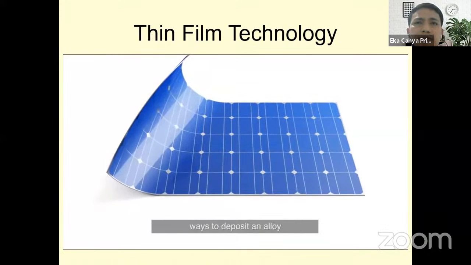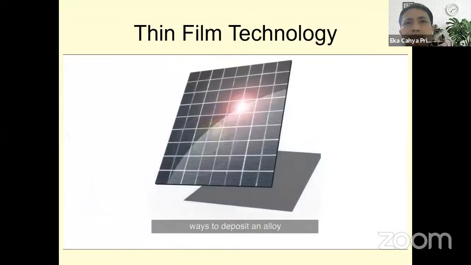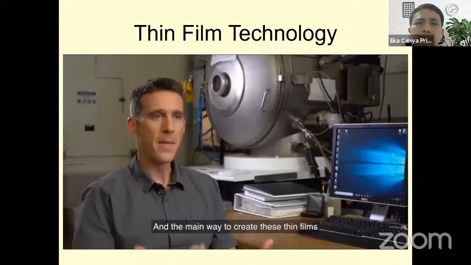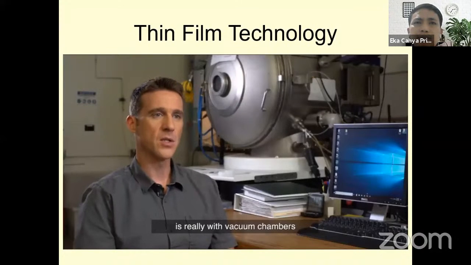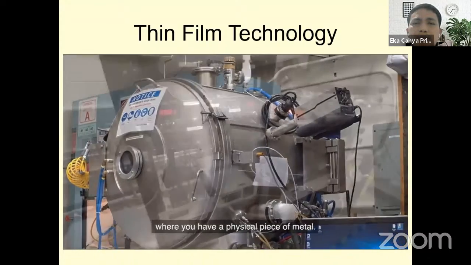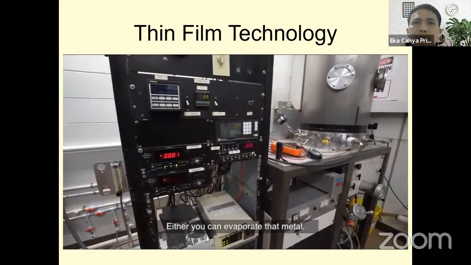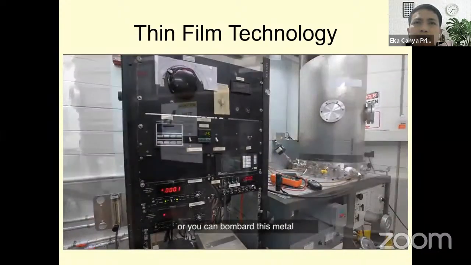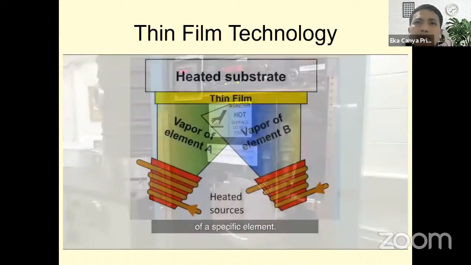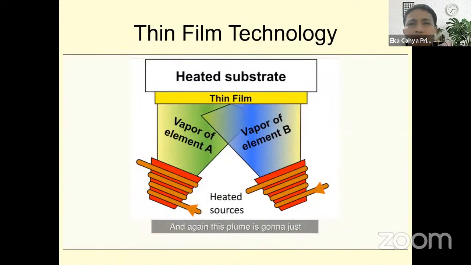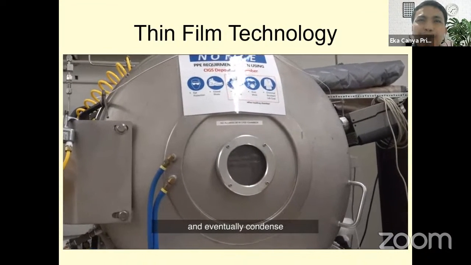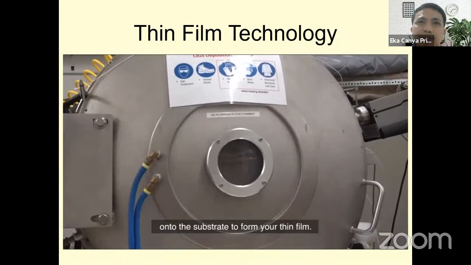Thin film technologies are really ways to deposit an alloy with specific elements onto a substrate, and the main way to create these thin films is really with vacuum chambers, again, where you have the physical piece of metal. Either you can evaporate that metal, or you can bombard this metal with ions to create a vapor of a specific element. And again, this plume is going to just travel into the vacuum chamber and eventually condense onto the substrate to form your thin film.